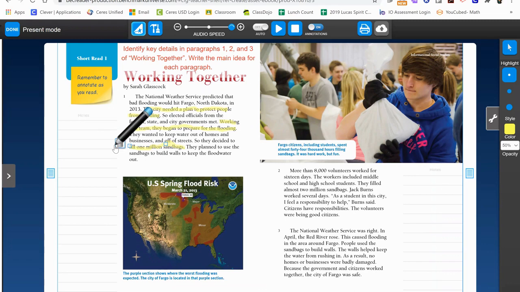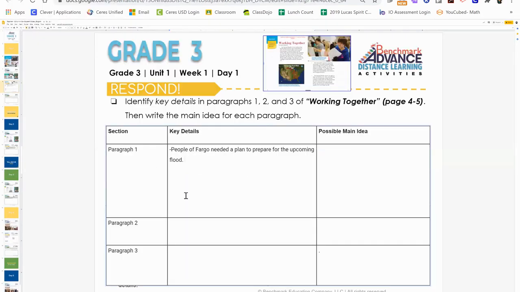So who worked as a team? Well, I know that the federal, the state, and the city government, they are the ones that prepared for the flood together. They're the ones that worked as a team. So I'm going to go ahead and write that. So I'm just going to put officials, and I'm kind of writing this in my own words because this is going to help me write my main idea later.